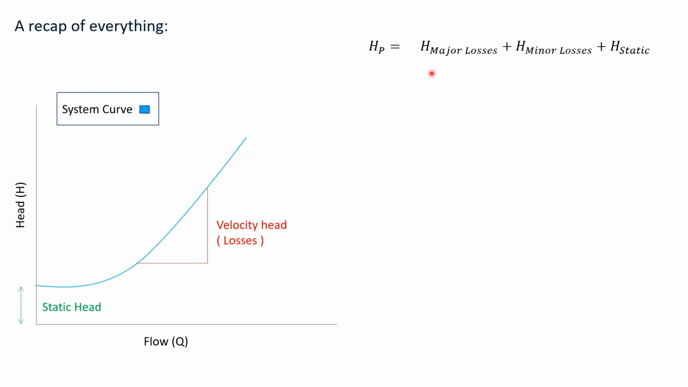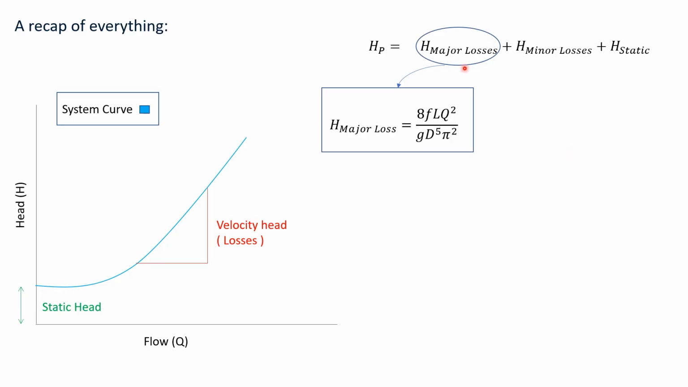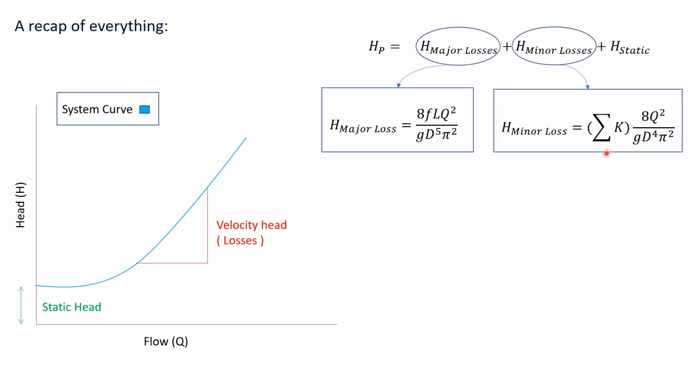Okay, now it's time to put everything together. The head of the pump is equal to the major losses head plus the minor losses head plus the static head. The major losses head is calculated using the Darcy equation, and the minor losses head is calculated using the K-factor method. And we converted both of the equations into flow rate form rather than velocity form because in the system curve we have flow rate, we don't have velocity. And then we can combine both of the equations together.